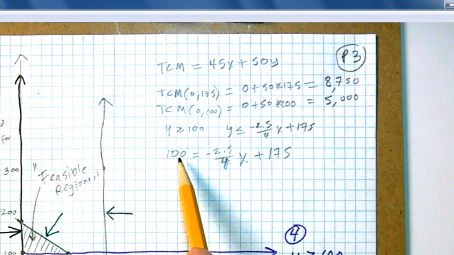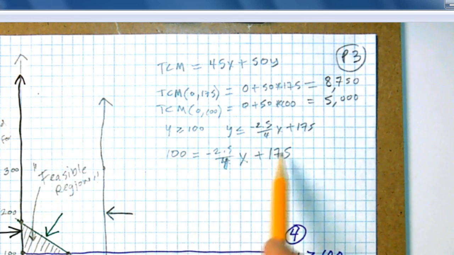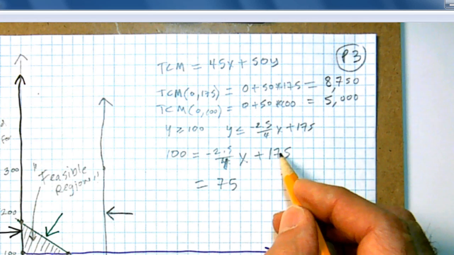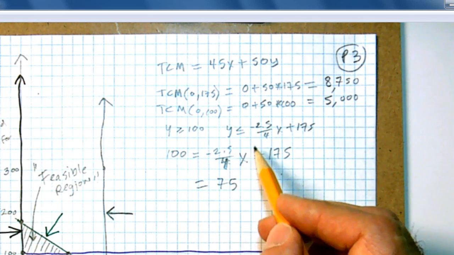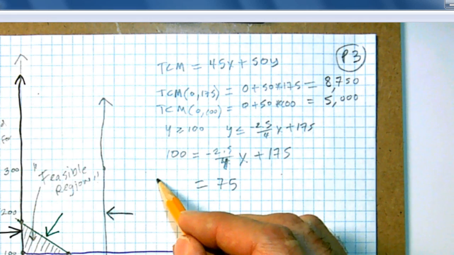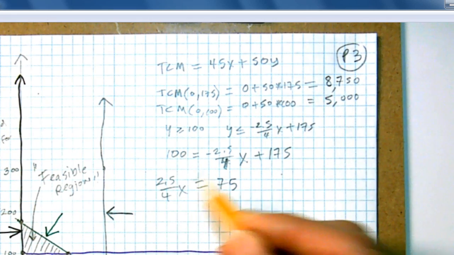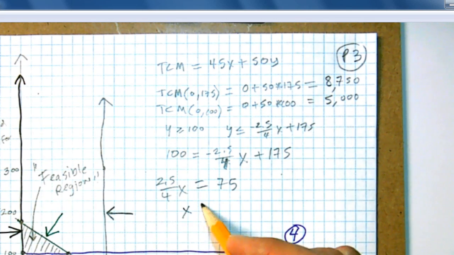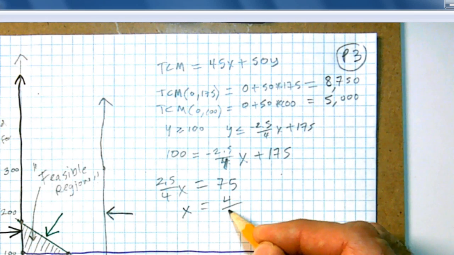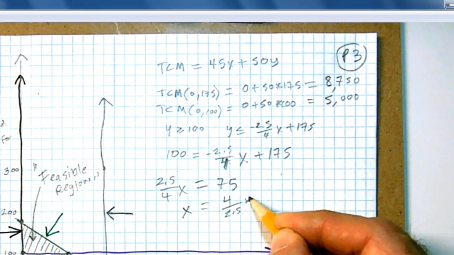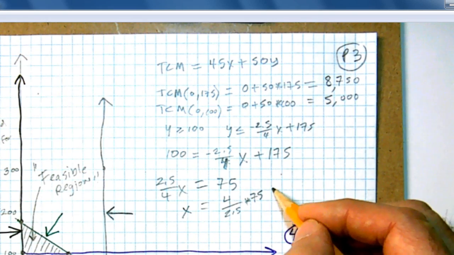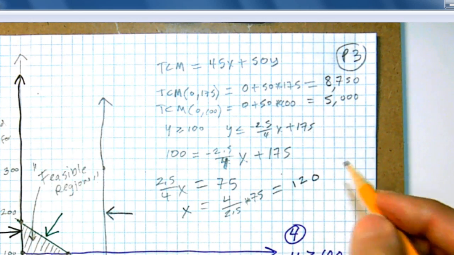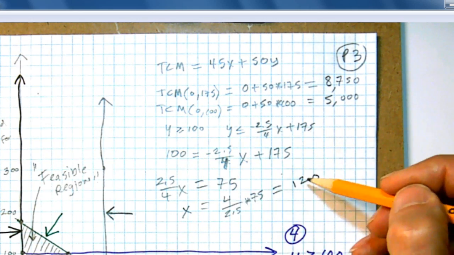So let's see. I'm going to take minus 100 on both sides. So if I subtract 100 from both sides, I'd be left with 75. And I'm going to add this entire term to this side and that side. So I get 2.5 divided by 4x. Now I want to solve for x, so I take the inverse of this, multiply it by both sides, and I get 4 divided by 2.5 times 75, and that will equal 120. So we have our 2 points, 100 and 120.